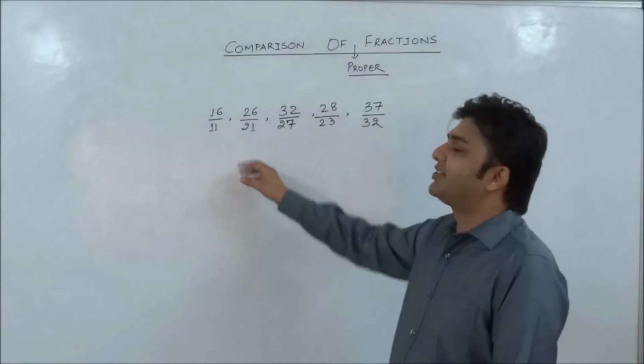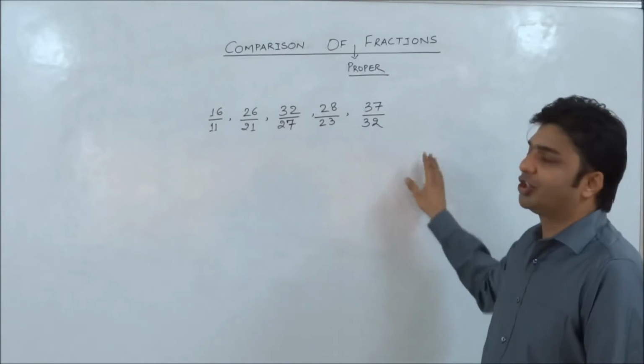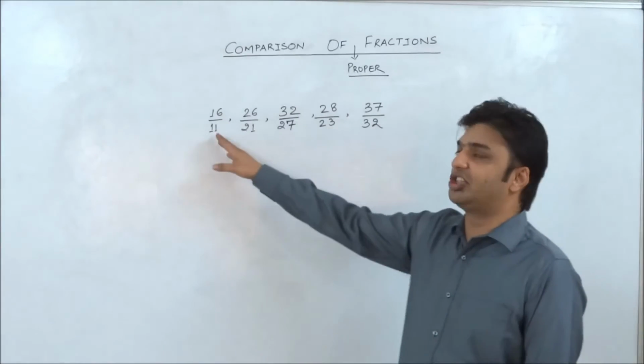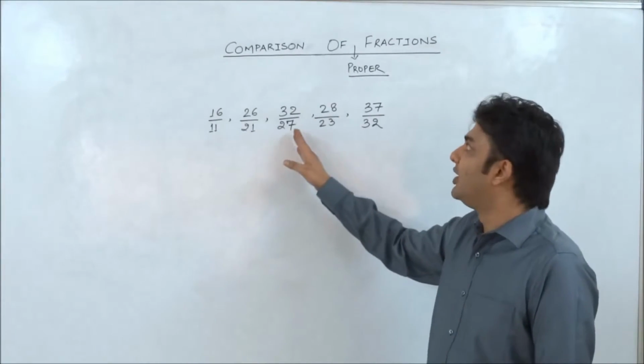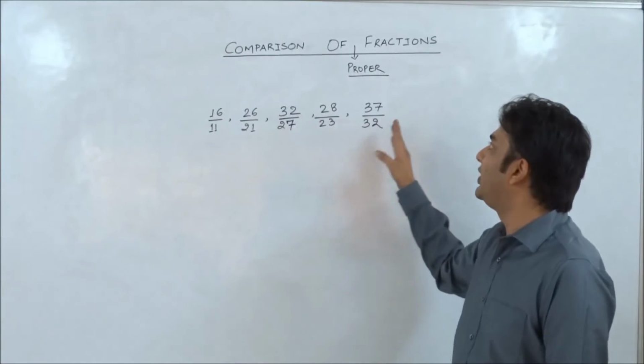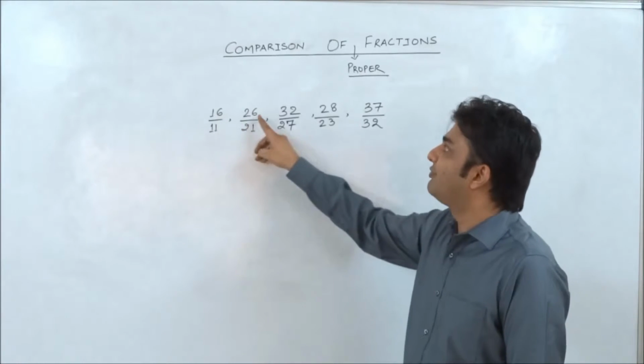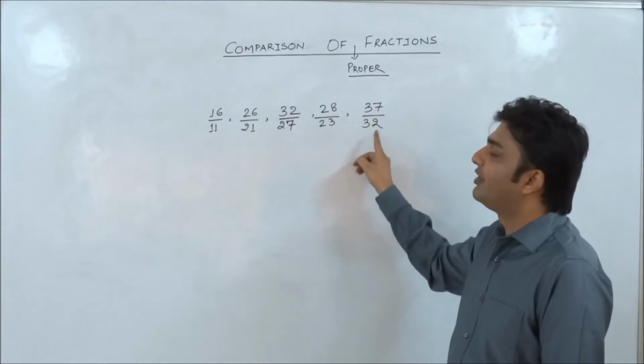We are going to look at an example. We have been given 5 fractions. We need to arrange them in ascending order. The fractions are 16 by 11, 26 by 21, 32 by 27, 28 by 23 and 37 by 32. Now if you look at it, the difference is 5, 5, 5, 5, 5.